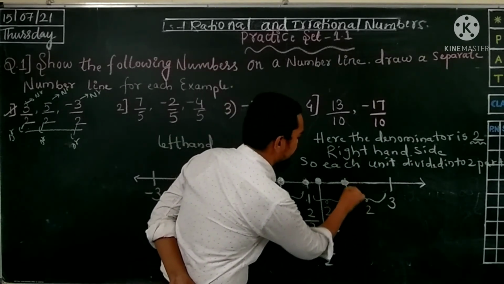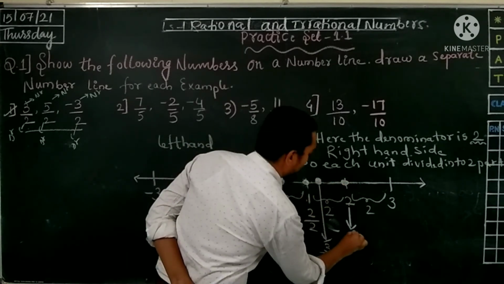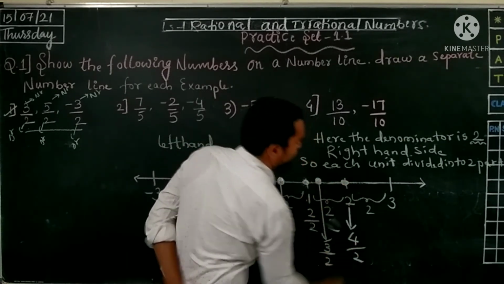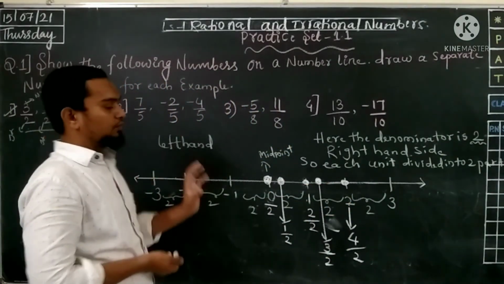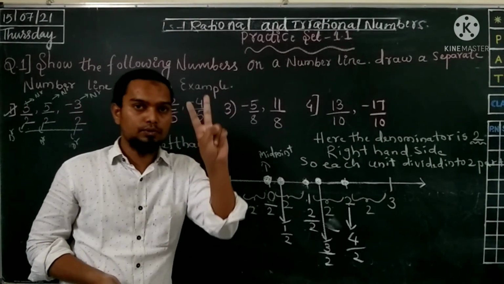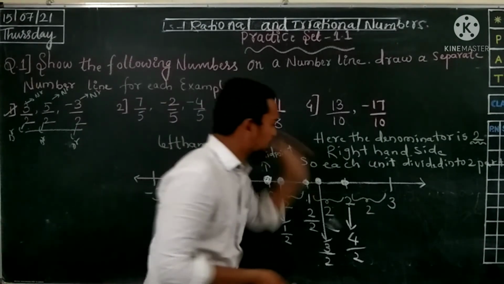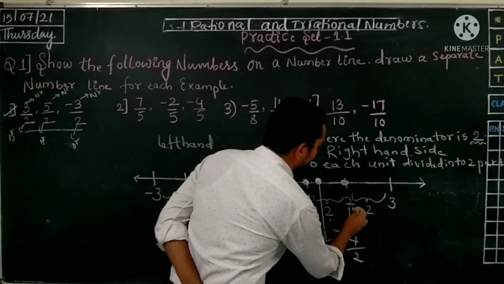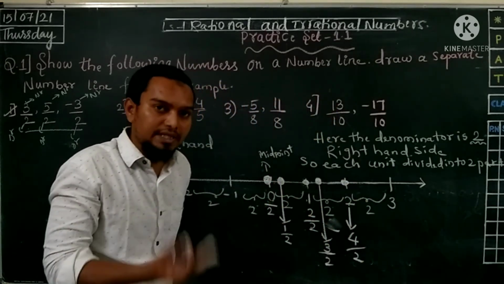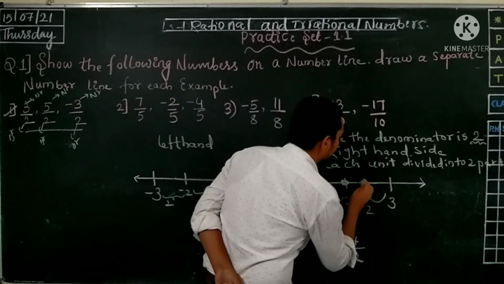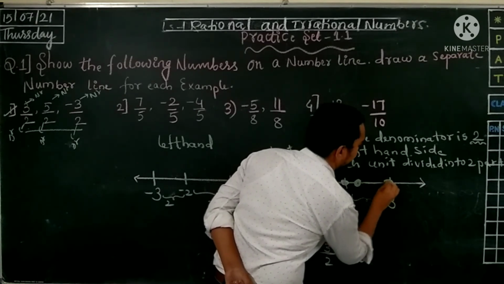Next, here 2 is as it is, 2 point. This is 3 point. This is 4 point. 4 upon 2 means the point is 2. The difference between every number is 2. Next, the difference between 2 to 3: how many units? That is 2 units. 2 units means this is 1 unit and this one is the second unit.